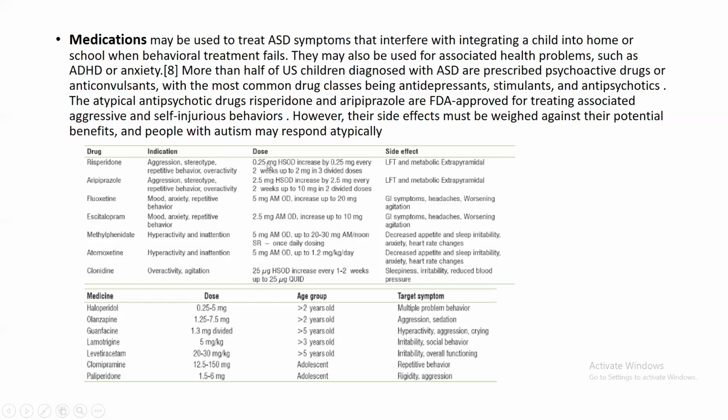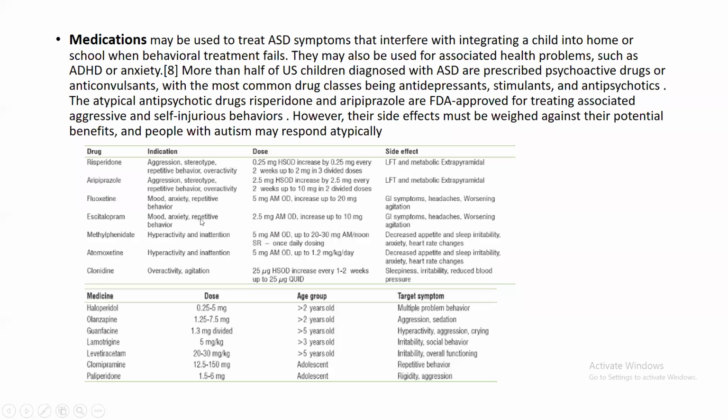with a specific dose of 0.25 mg, increased by 0.25 mg every 2 weeks up to 20 in divided doses. Side effects might be LFT and metabolic, extrapyramidal. Also the same for fluoxetine, also mood, anxiety, repetitive behavior, 5 mg AM OD, increase up to 20 mg for some severe cases; GI symptoms, headaches, worsening agitation.